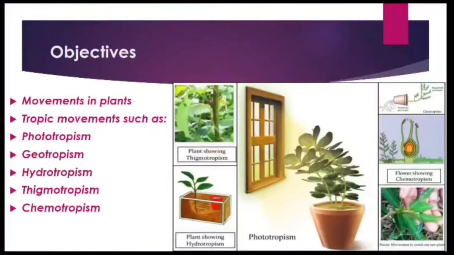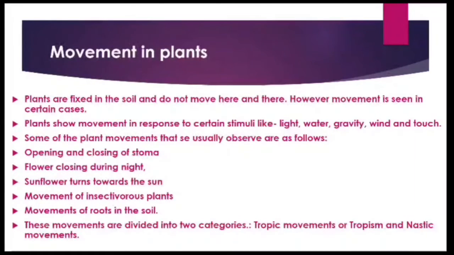This video is in continuity with the previous video of the chapter Chemical Coordination in Plants. And the main objectives we are covering in this video are movements in plants, tropic movements such as phototropism, geotropism, hydrotropism, thigmotropism, and chemotropism. So beginning with movement in plants.